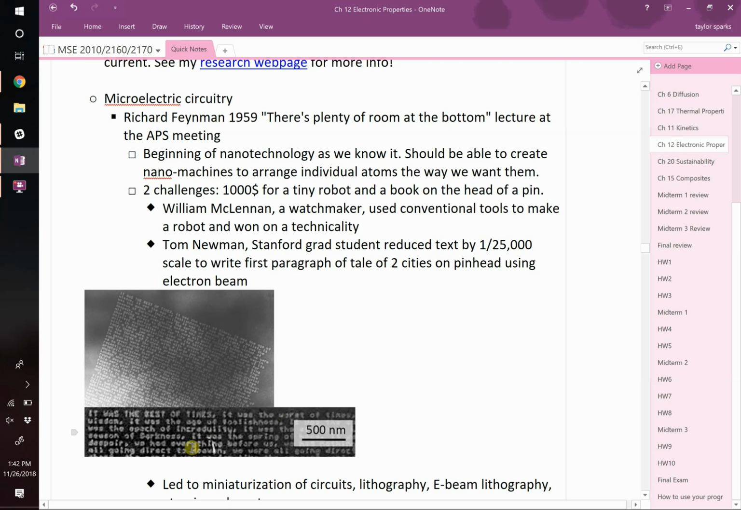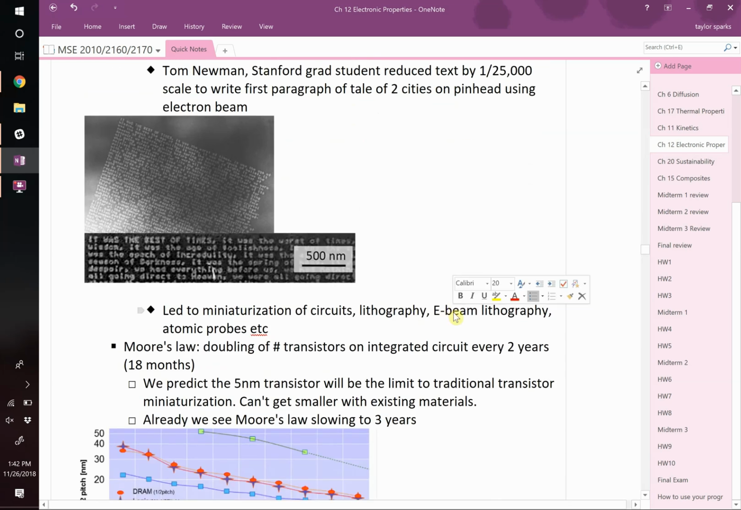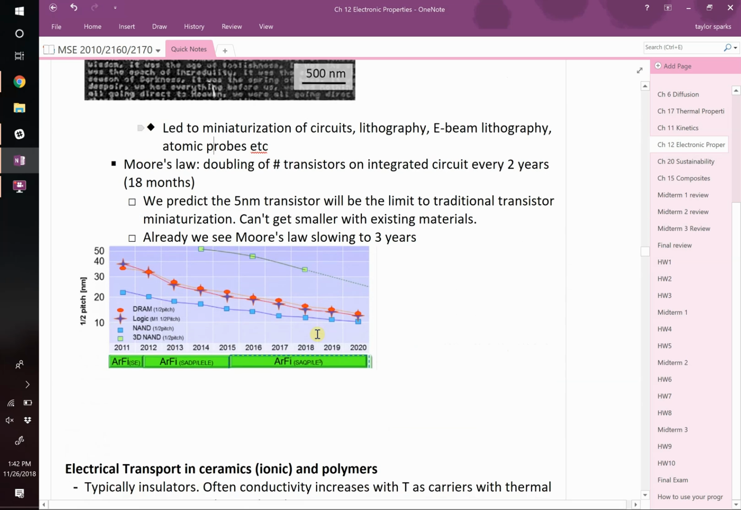And this was the dawn of the nano era, the era in which we all now enjoy the devices because they're miniaturized. I don't even know how much memory is on this phone, some stupid amount, billions and billions of bytes, because we know how to write things in miniature, either using light, or in this case, a beam of electrons. So lithography, E-beam lithography, atomic probes, all of this is due to miniaturization that Feynman inspired in us not that long ago. And because of that, you've seen something called Moore's Law.